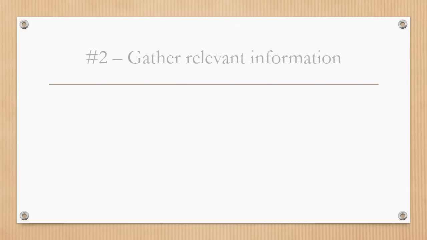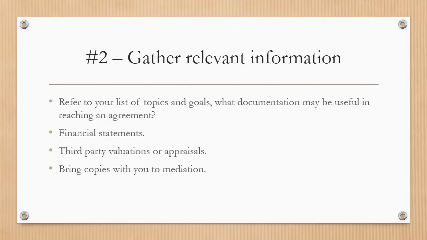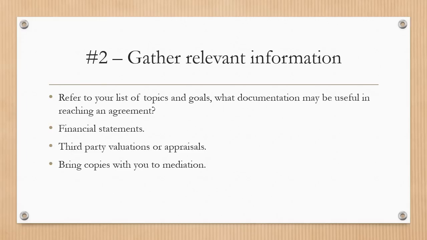The next step is to start to gather the relevant information related to each of the topics from your list. Refer back to your list and what documentation you thought would be useful on each of these issues. This will include all information that will be useful to you or that you think may be useful to the other party in reaching a final agreement.